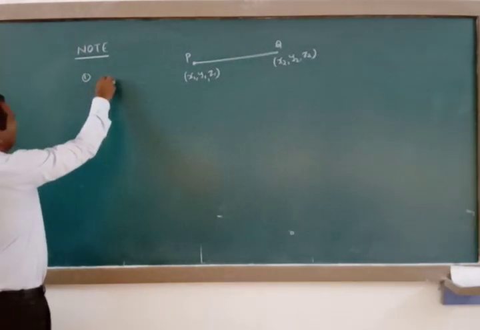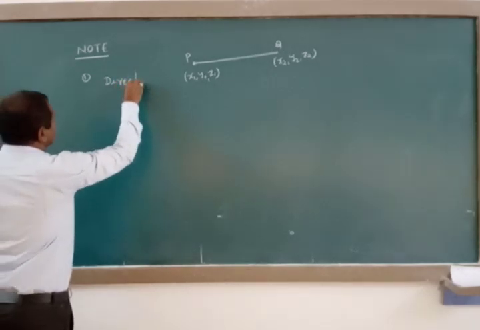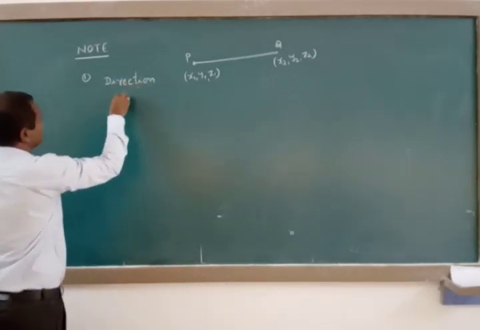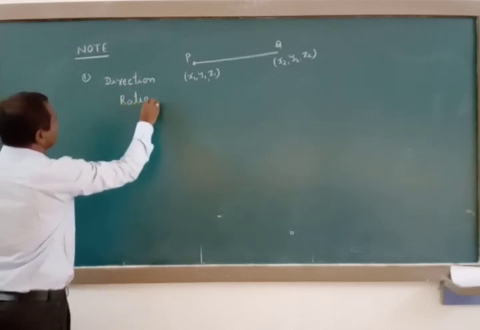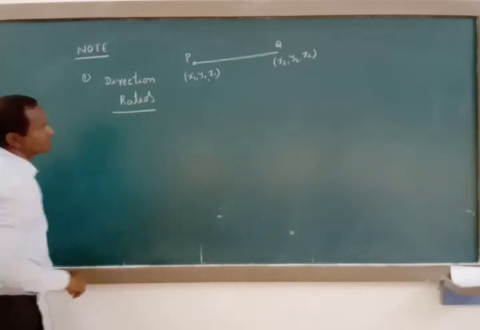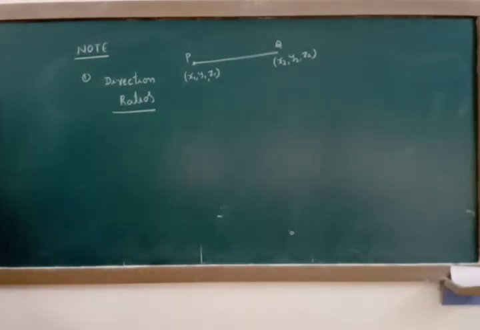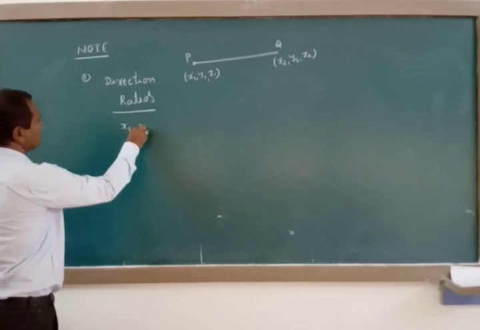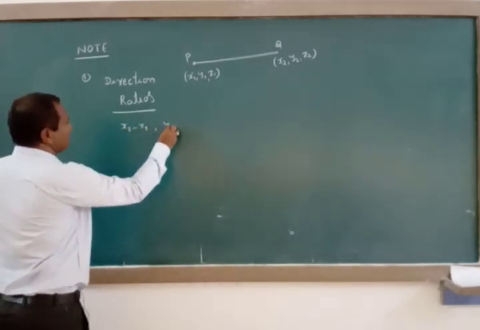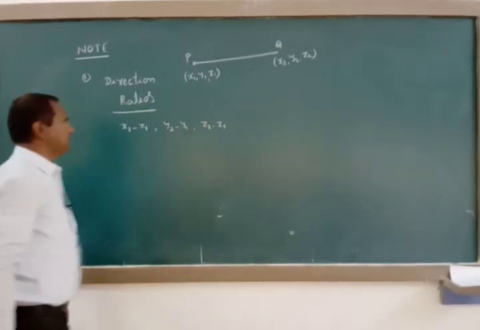First one is direction ratios. For a line segment joining the 2 points P and Q, how are we finding the direction ratios? Simple. If a line segment joins the 2 points P (x1, y1, z1) and Q (x2, y2, z2), then the direction ratios of PQ are given by x2 minus x1, y2 minus y1, z2 minus z1. Like that we are going to find direction ratios.